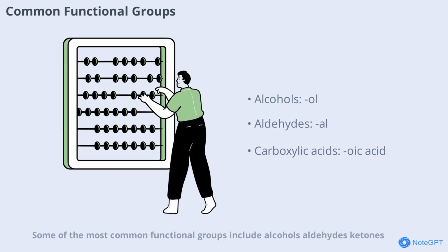Some of the most common functional groups include alcohols, aldehydes, ketones, carboxylic acids, and amines. Each group has its own suffix or prefix in IUPAC nomenclature. For example, alcohols use the suffix -ol, while carboxylic acids use -oic acid. Recognizing these groups and knowing their naming conventions is essential for constructing correct IUPAC names.